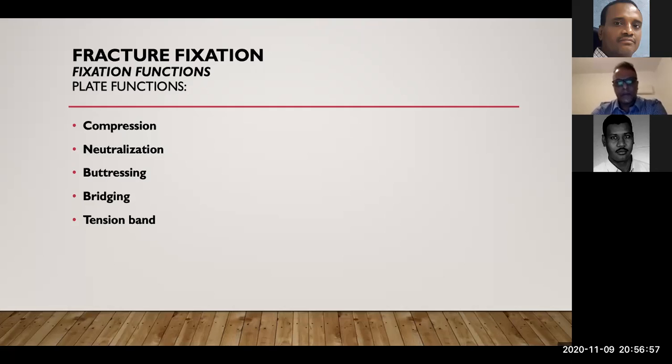So this is the type of the plate, and then this plate has different functions as well. They can be used as compression plates. They can be used as neutralization plate, buttressing plate, bridging plates, and tension band plate.